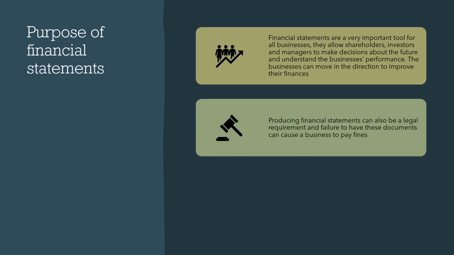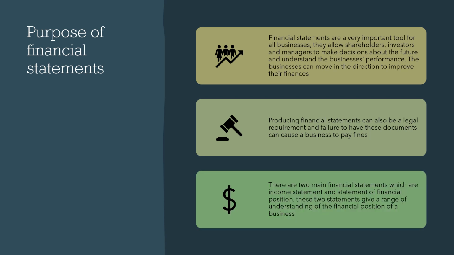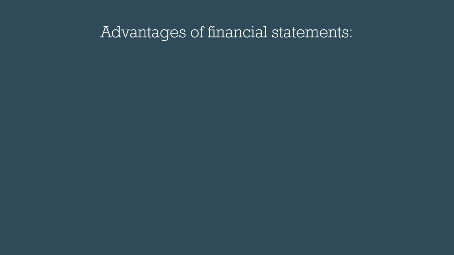Producing financial statements can also be a legal requirement, and failure to have these documents can cause a business to pay fines. And there are two main financial statements, which are the income statement and the statement of financial position. These two statements give a range of understanding of the financial position of a business.